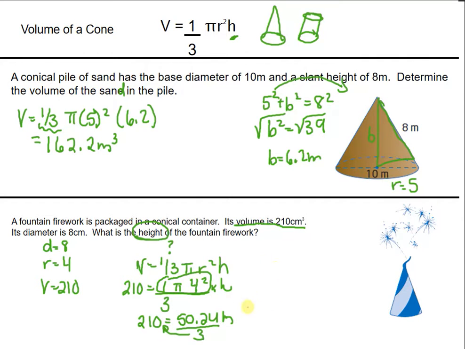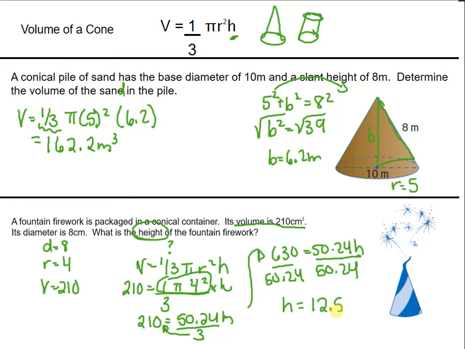So now we have 630 equals 50.24h, and divide both sides by 50.24. Okay, so 630 divided by 50.24, and I get the height of the fountain firework is 12.5, and that's measured in centimeters.